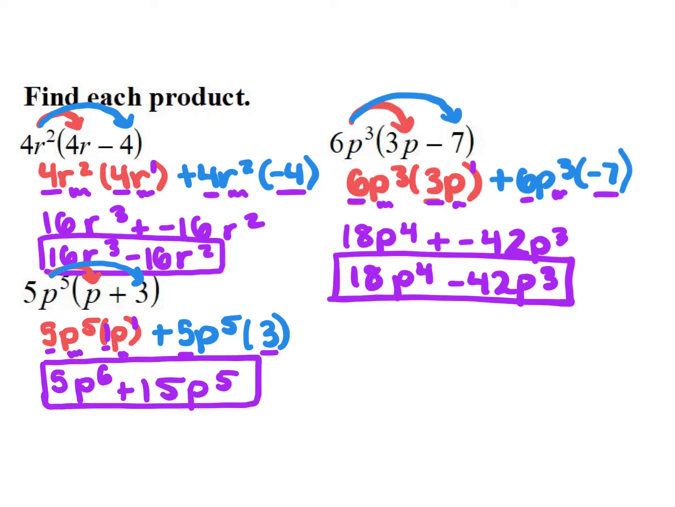So we see in each of these cases, while they're different examples with higher power exponents, we're just following the same process. Next, let's do a few examples where we have a monomial times a trinomial.